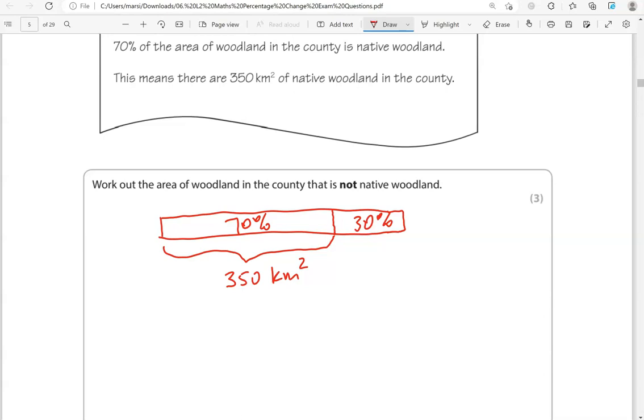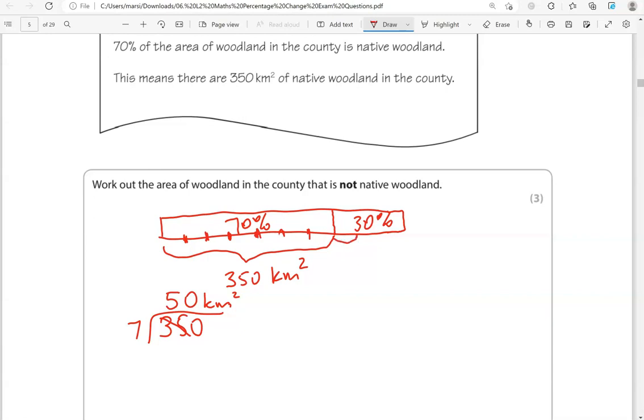So we've got 70% being equal to 350. If I split the 70% into 7 equal parts, 1, 2, 3, 4, 5, 6, 7, supposedly equal, although my drawing isn't perfect, then I can get the 10%. So 350 divided by 7 will give us 10%. How many 7s fit into 35? That will be 5, and we have nothing remaining. How many 7s into 0? That is 0. So that is 50 squared kilometers to make 10%.